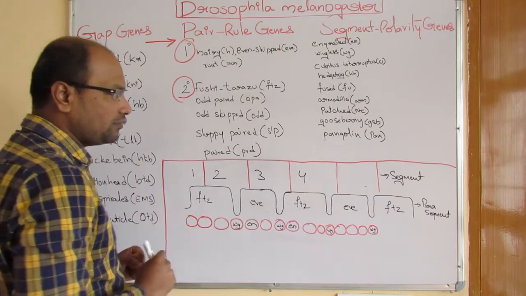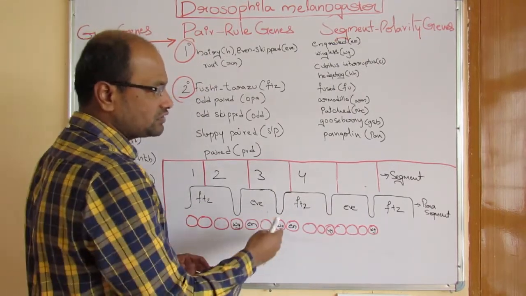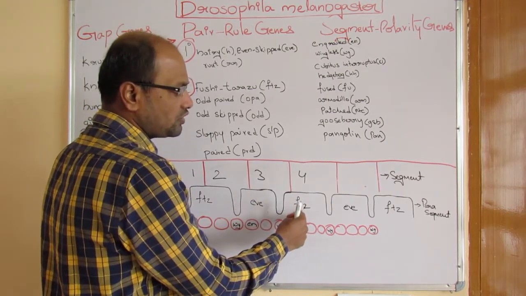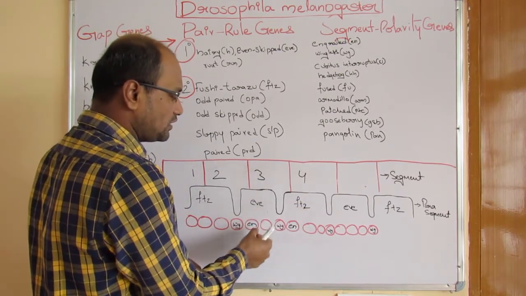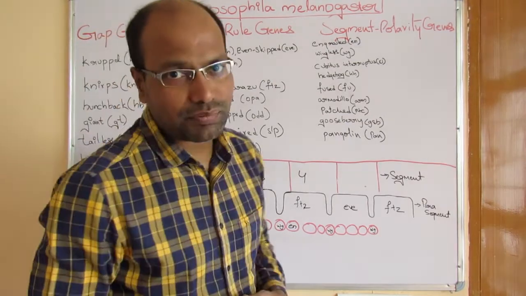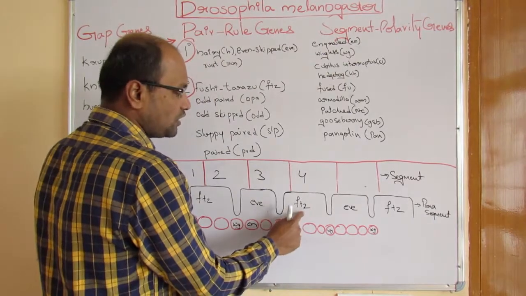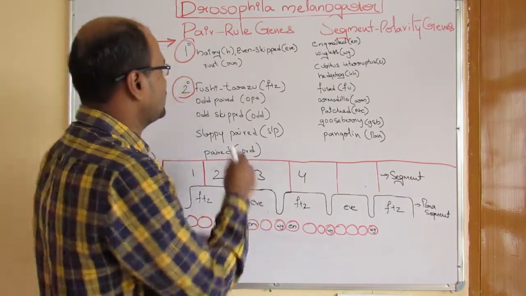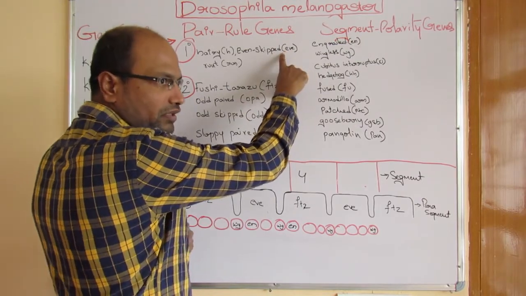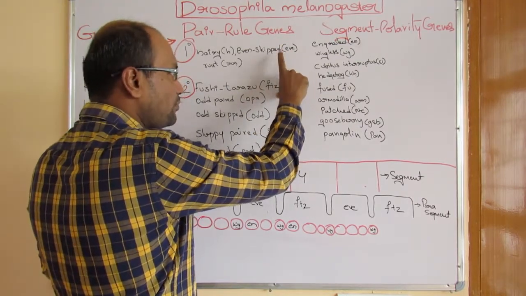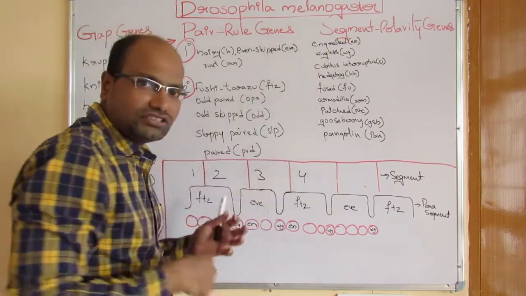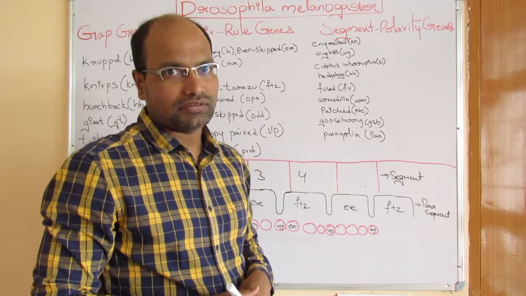So whenever there is a high concentration, that is, expression of even skipped or fushi tarazu protein is present, we will see that expression of engrailed is exhibited. It means engrailed is expressed whenever fushi tarazu or even skipped protein is present. See, when either even skipped or fushi tarazu is expressed, in this case we will see that the engrailed gene is expressed in those cells.